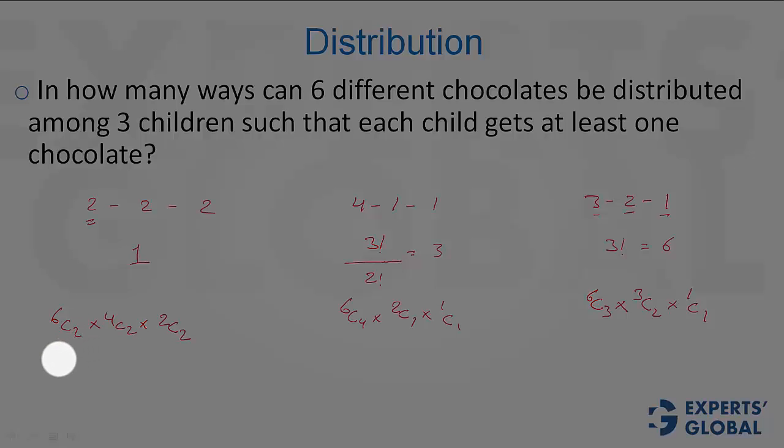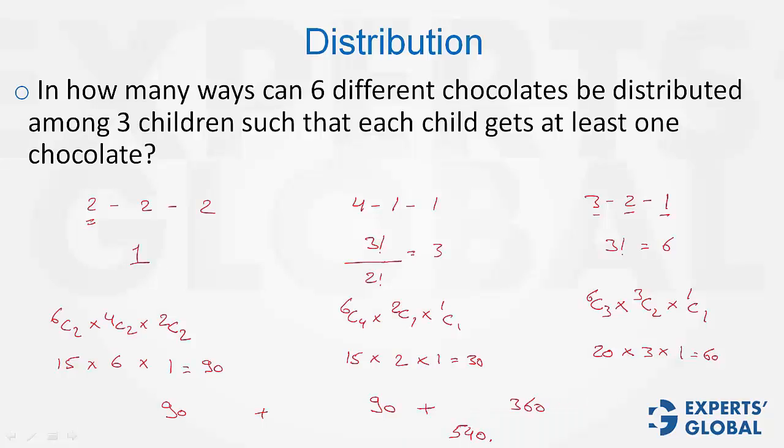This 6C2 is 15, 4C2 is 6, and 2C2 is 1. 6C4 is the same 15 into 2 into 1. 6C3 is 6 into 5 into 4 upon 6, that's 20 into 3 into 1. So this is 90, this is 30, and this is 60. Now total number of cases: 1 into 90, 90, plus 3 into 30, 90, plus 6 into 60, 360. Add it up. It's 90, 180, 360. Total is 540. That's the answer.